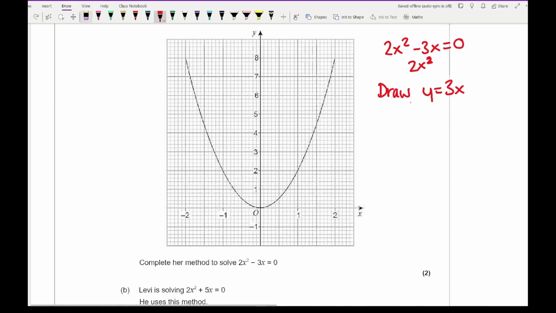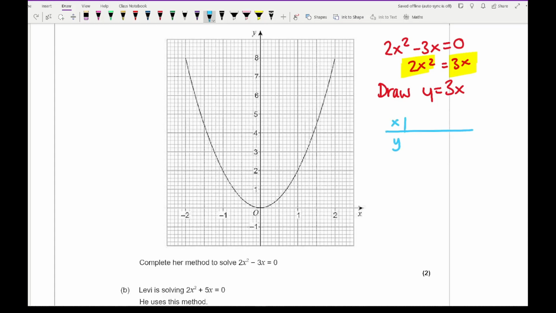Just get rid of that. y equals 3x, then these are the two equations that I need to plot. So I need to plot y equals 2x squared, which is what Mira has done, and I need to plot y equals 3x. Now y equals 3x, again, you can do a table of values.